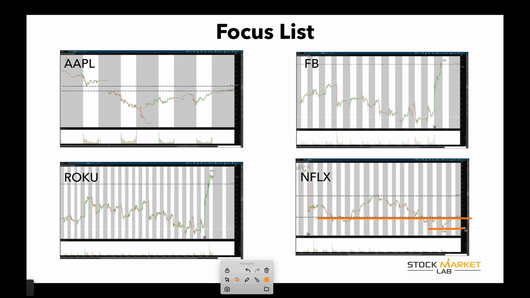Dumped that level the other day, and now it's rallying right into it. Now, I'm not going to go over every single stock that I had on my focus list, but I'm just going to focus on 4.